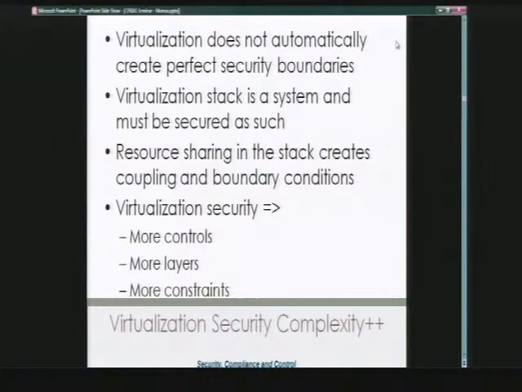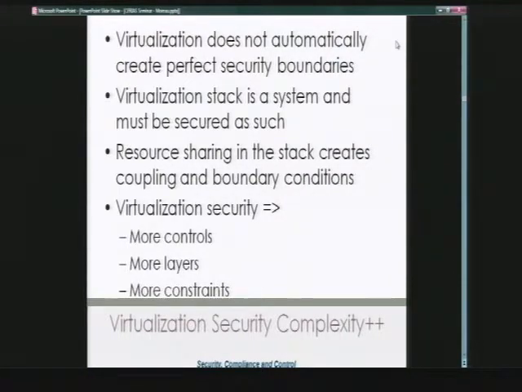So I'm doing multiple layers of technology, all with their own configurations, all with their own vulnerabilities. I've got to manage this as a system. I cannot do the divide and conquer thing and manage each individual layer of technology in isolation. They aren't separable. They are actually indeed tightly coupled. Resource sharing in the stack creates some coupling and boundary conditions that we'll talk about in more detail, which is the primary focus of this presentation.